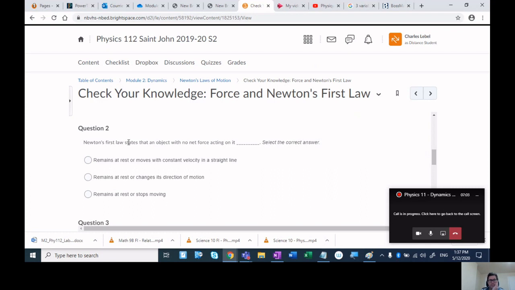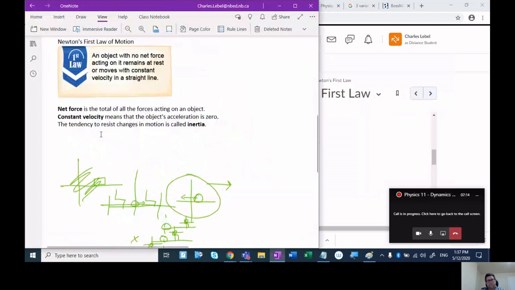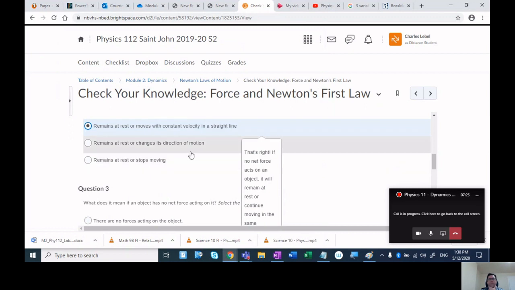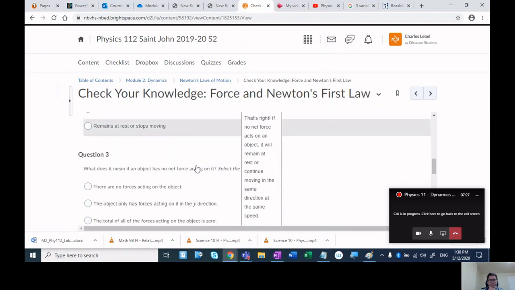One force pulling on an object. Newton's first law states that an object with no net force acting on it. Let's go check the notes. Remains at rest or moves with constant velocity in a straight line. Okay, the other ones are lacking.